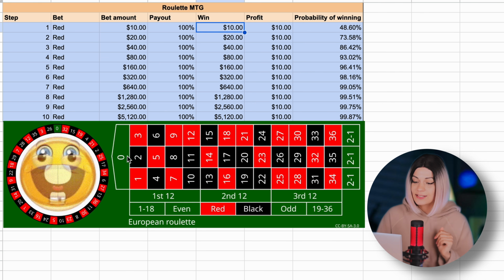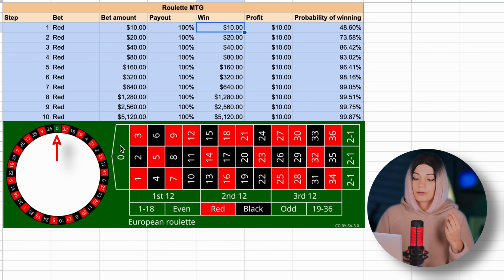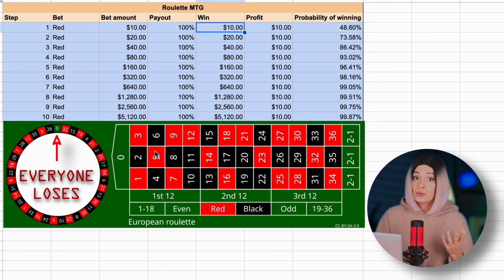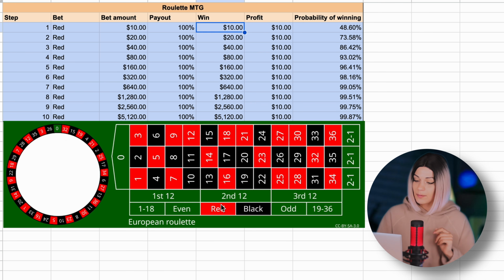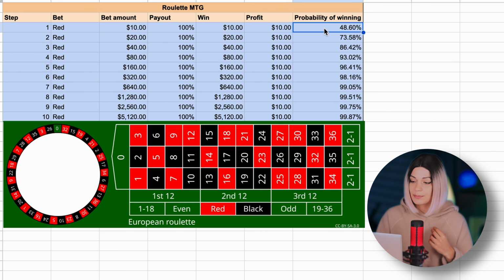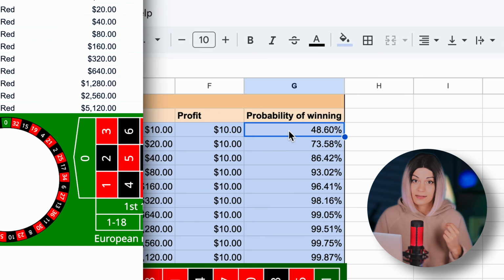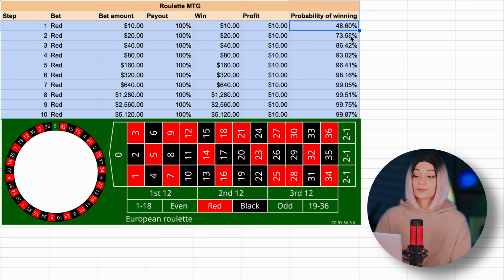So they added an additional place, zero. So if the ball lands there, red and black are losing the money. So the probability of the ball landing on the red is not going to be 50, it's going to be a bit less. So in European roulette, it's going to be 48.6%. And Martingale strategy actually works with this probability of winning, basically giving you the ability to increase your chances for winning. Let me explain how.